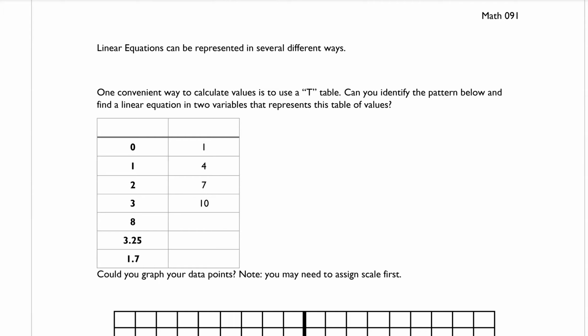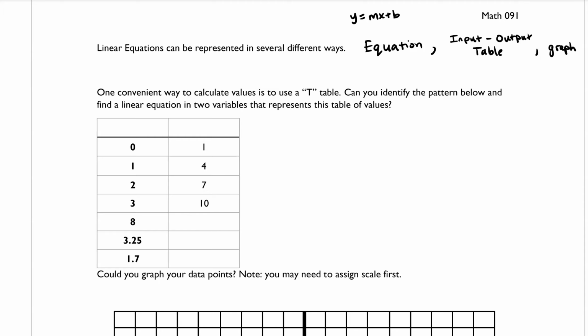So linear equations can be represented in several different ways. Let's list some of the ways. One of the ways is in the word itself. So we can represent a linear equation as an equation like y equals mx plus b. We can also represent it using an input-output table. And we can also represent it using a graph. So let's talk about the input-output table and the graph way of representing them.